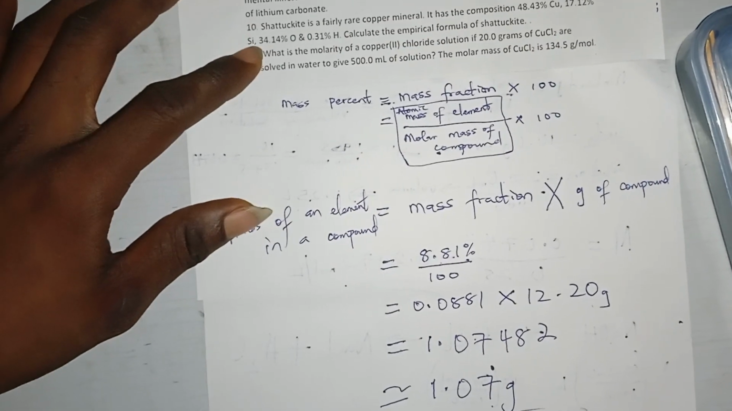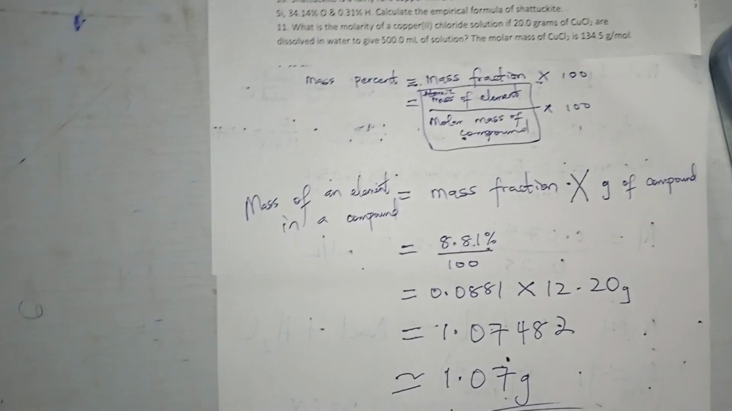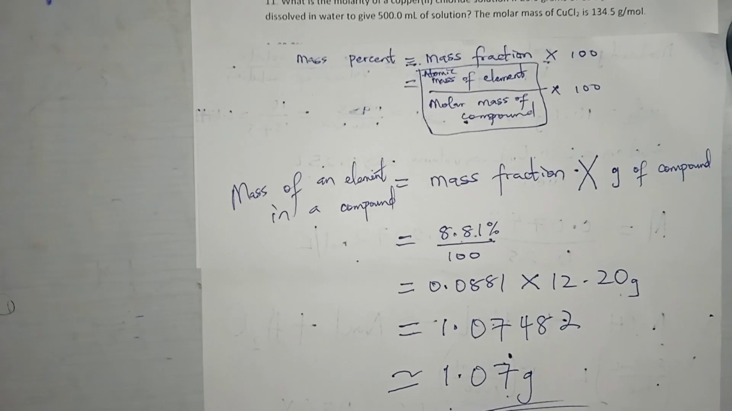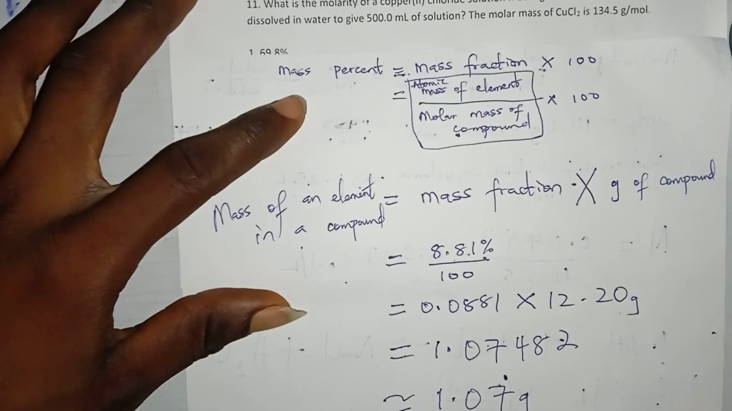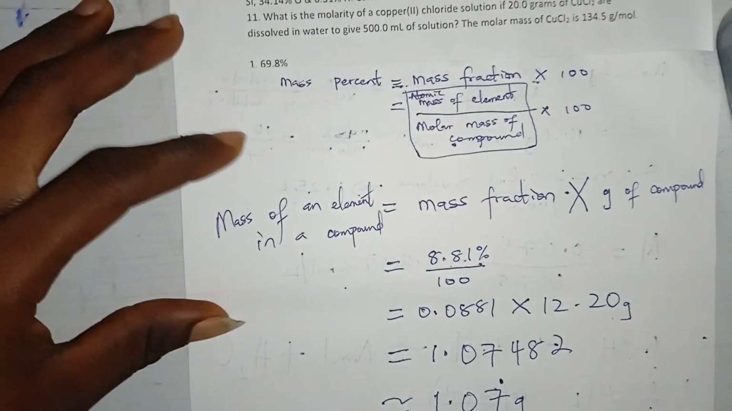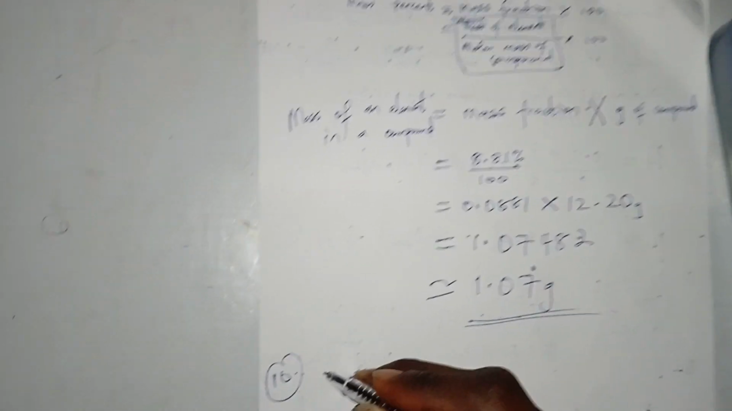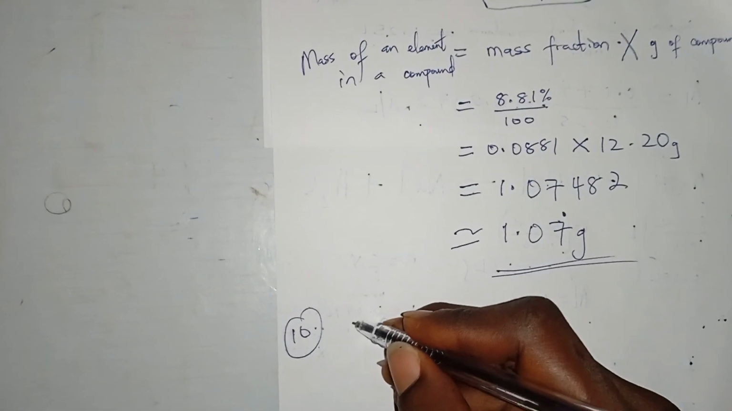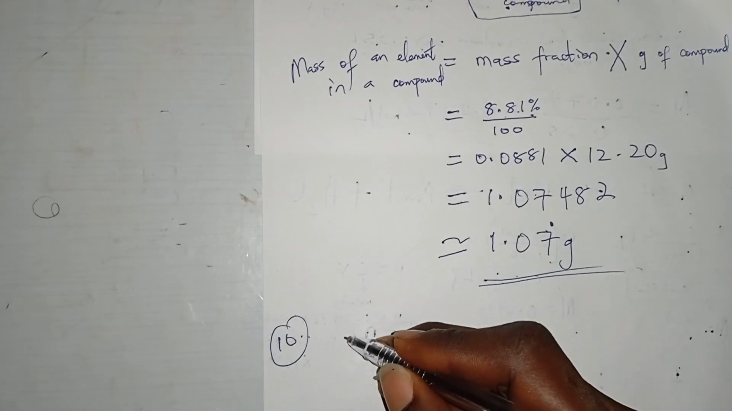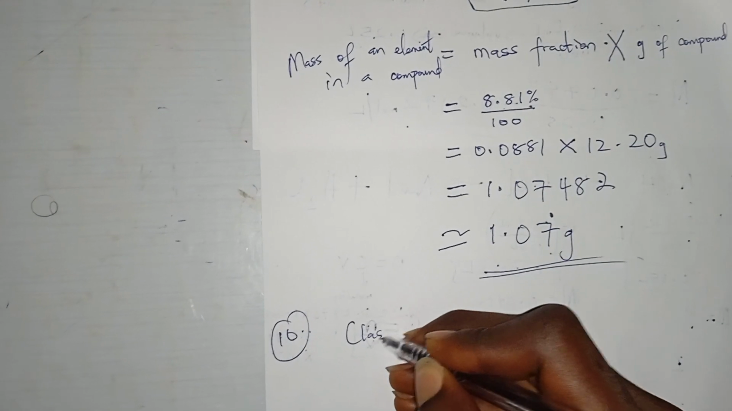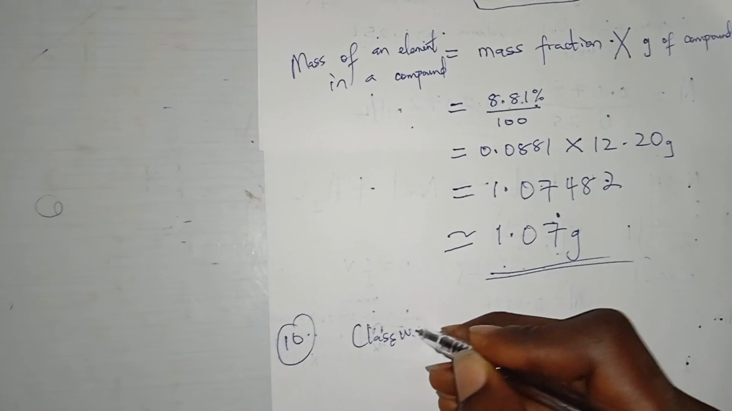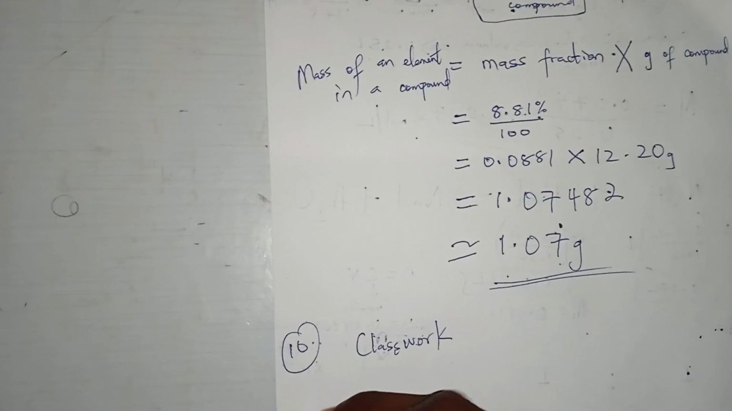So let's move to question 10. Question 10 is empirical formula. It's almost the same thing as the first one we solved. Let it be a cracker for you if you don't know empirical formula by now. I believe I've solved an empirical formula question earlier. So this is your class work. Let's solve number 11.